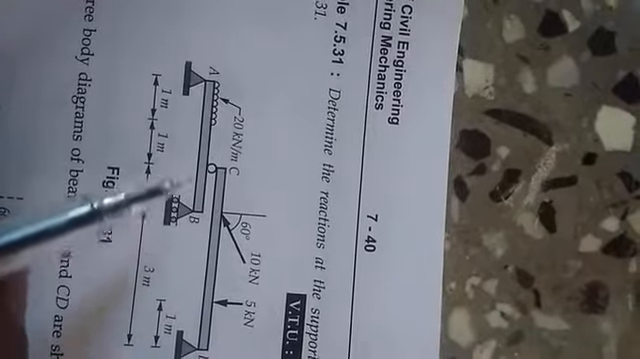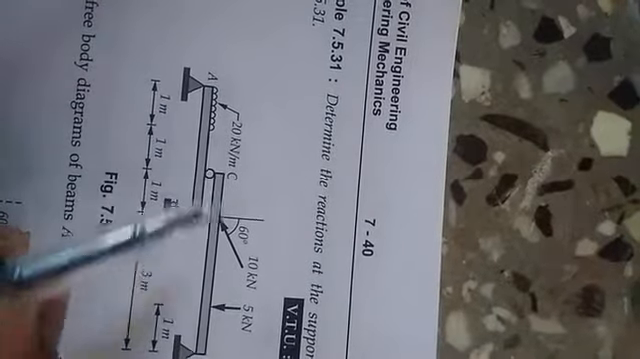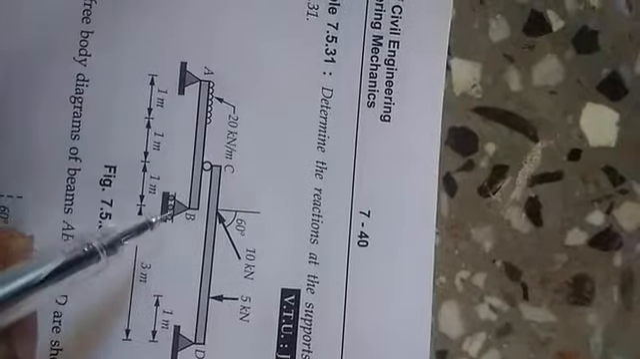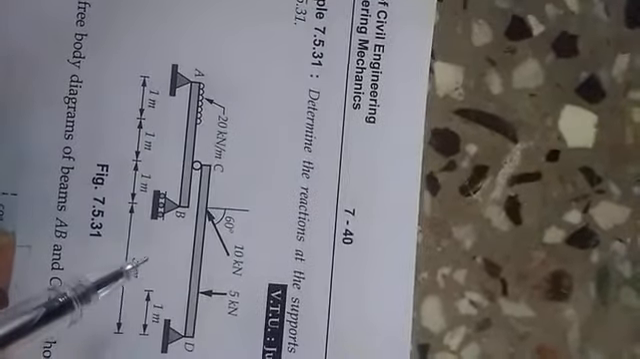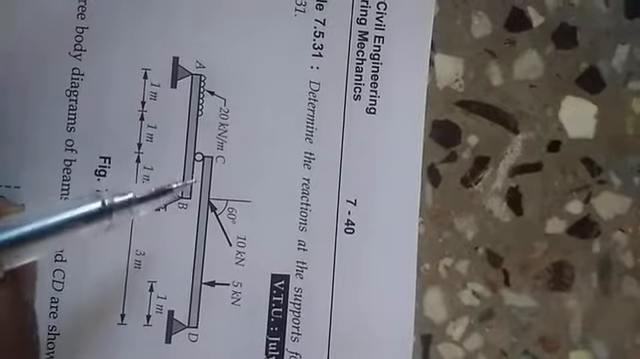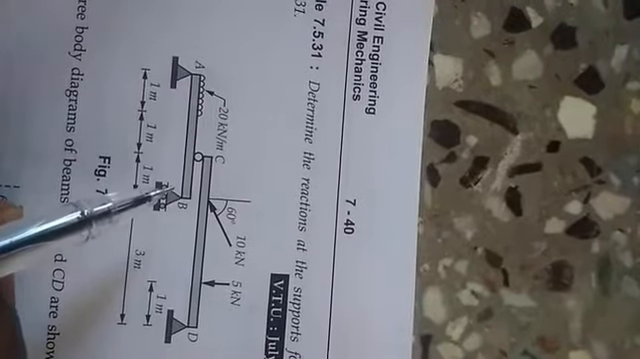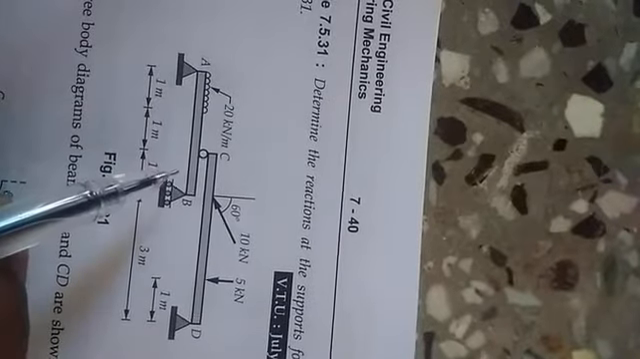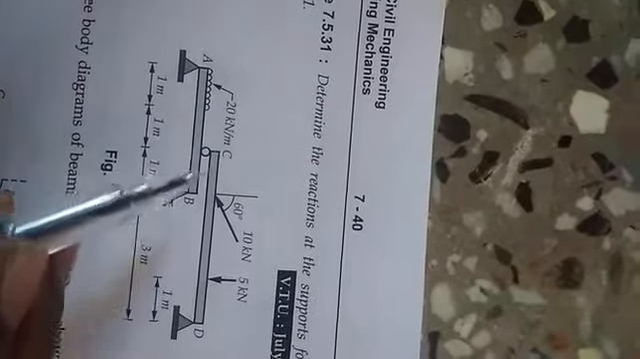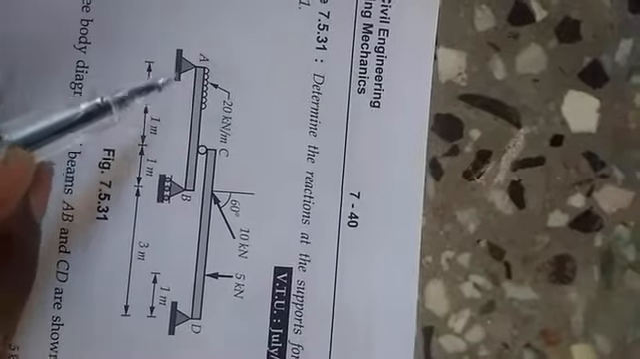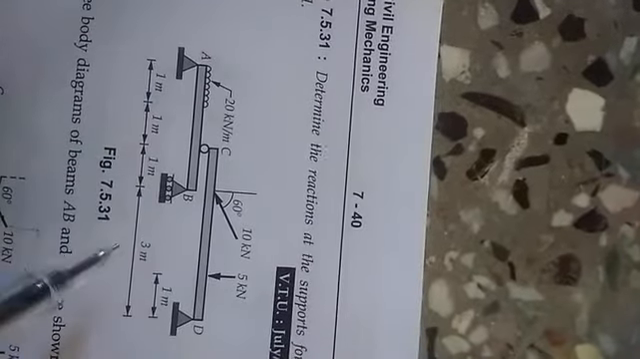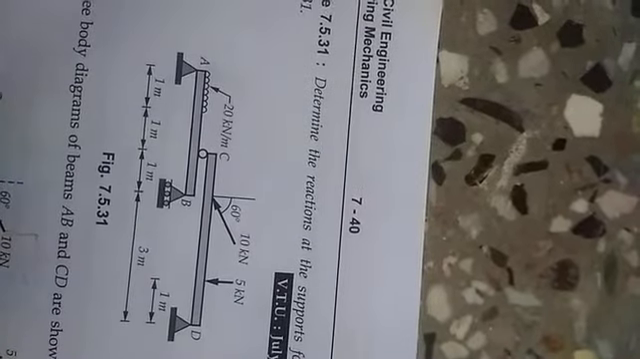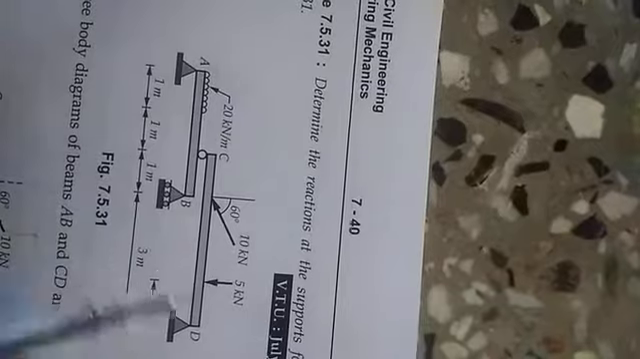So there are two beam sections, AB is one beam and CD is another beam. So A and D are hinges, C and B are the rollers. For this one, we have to take initially AB as one separate beam and CD as a separate beam. So A and B are the supports, and C and D are the supports. C is a roller and D is a hinge. Okay, so like this you have to take it.